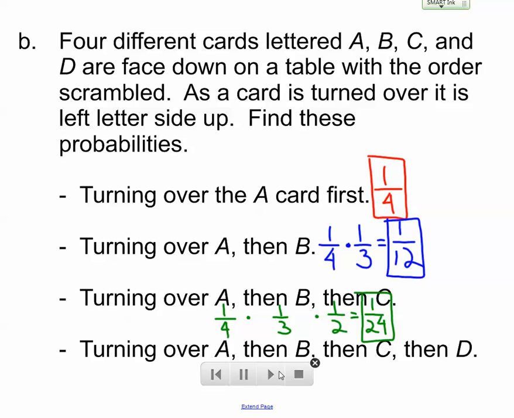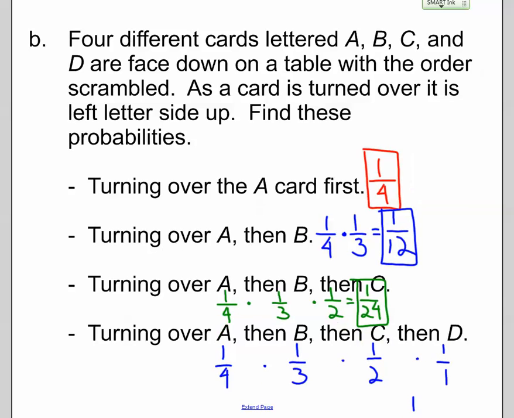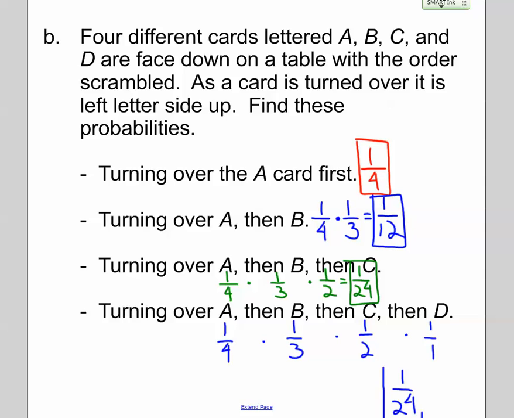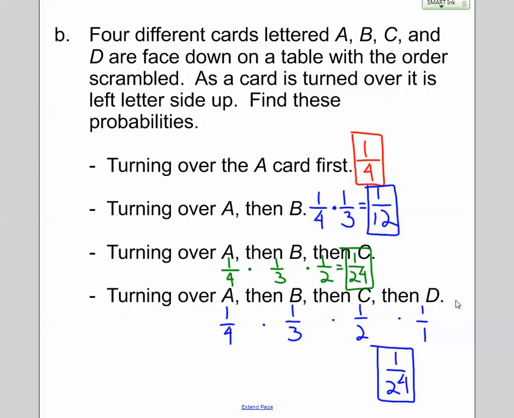And then lastly, what's the probability that we turn over the A, the B, the C, and then the D? Well, A is 1/4, and we leave it face up. We've got a 1 out of 3 chance of getting the B. We've got a 1 out of 2 chance of getting the C. The only card left is the D, so we've got a 100% chance that we're going to get it. So it doesn't really affect it. It's still 1 out of 24 because we know that D is next. If we had 5 cards, that would change everything.